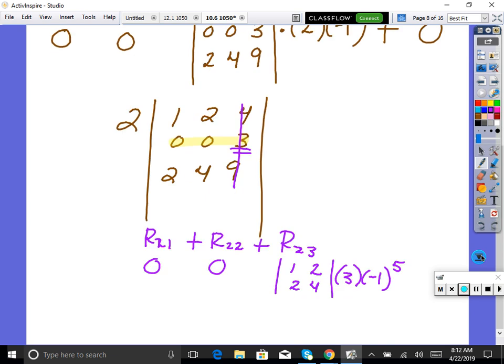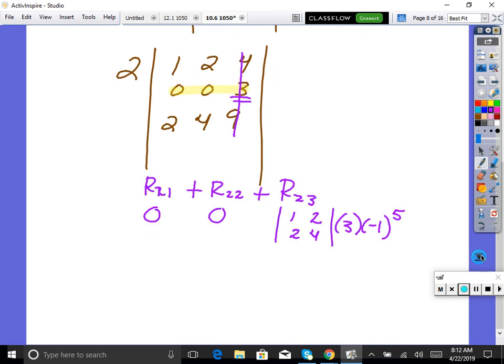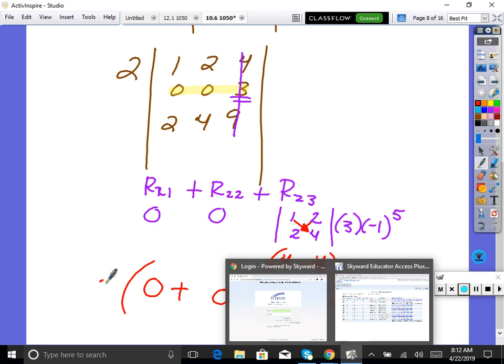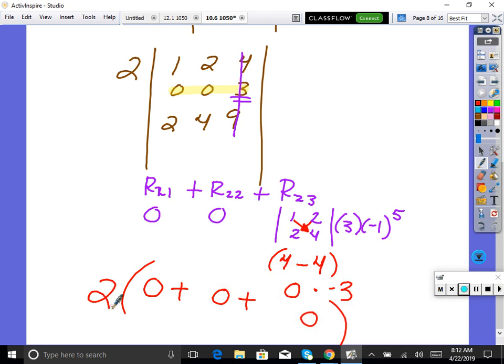Negative 3 times this determinant. So we would do 1 times 4, which is 4, minus 2 times 2, which is 4. And then we're timesing that, so we have 0 times negative 3, which is 0. So we have 0 plus 0 plus 0, and then we're going to times that by 2. 0 times 2 is 0. So our determinant is 0.